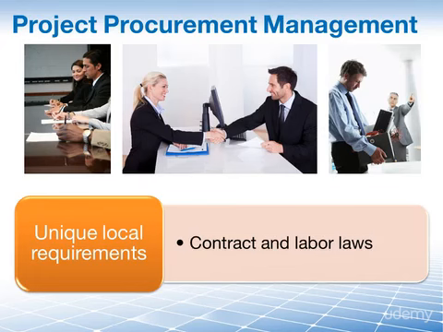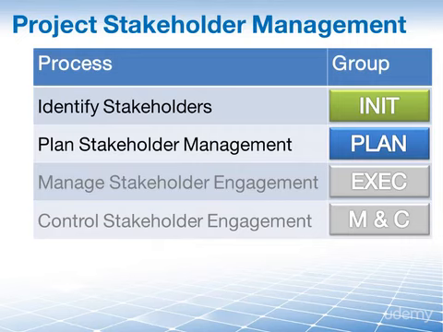The project stakeholder management knowledge area consists of 4 distinct processes, and each one of them is in a different process group. Identify stakeholders is performed as part of the initiating process group and has enterprise environmental factors as inputs. Plan stakeholder management is performed as part of the planning process group, and it too has EEFs to consider as inputs. For manage stakeholder engagement, which is performed as part of the executing process group, and finally for control stakeholder engagement, performed as part of the monitoring and controlling process group, we do not have to consider any EEFs as inputs.